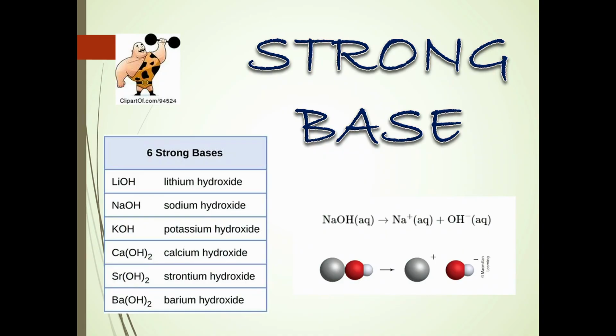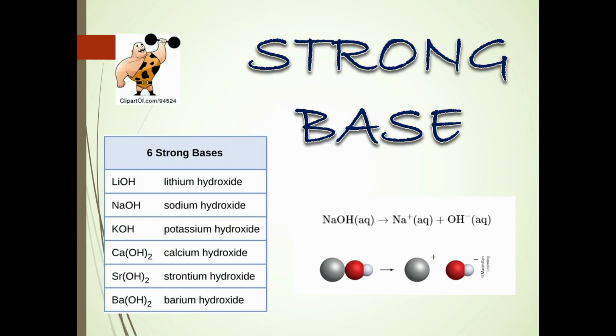Our strong bases are the group 1A elements, lithium, sodium, potassium. We could go down to rubidium, cesium, francium, but again, they're less common. And then the bottom half of group 2, calcium, strontium, and barium. Now, HF does not get in with the strong acids because it's too small, its bond is too tight, it doesn't break apart very well.